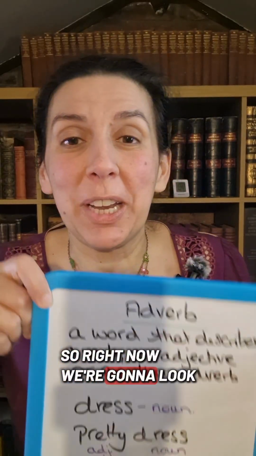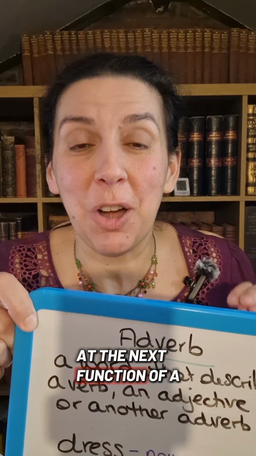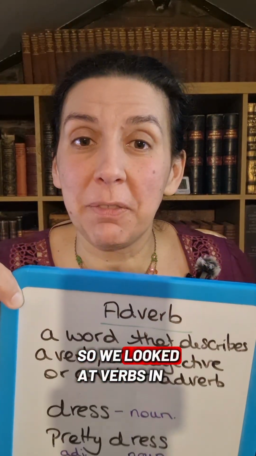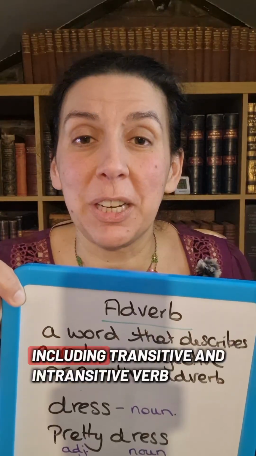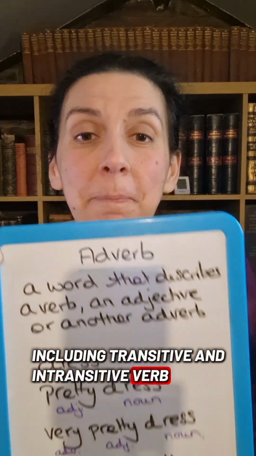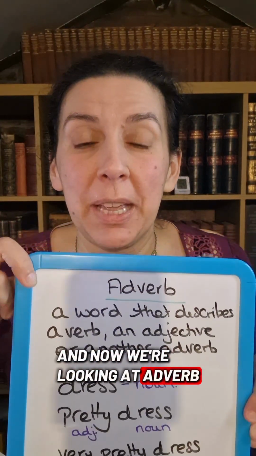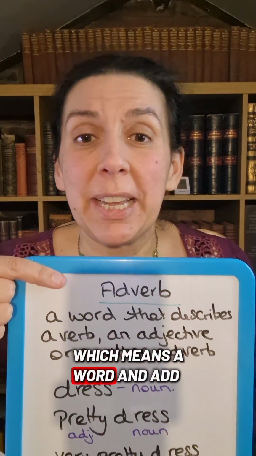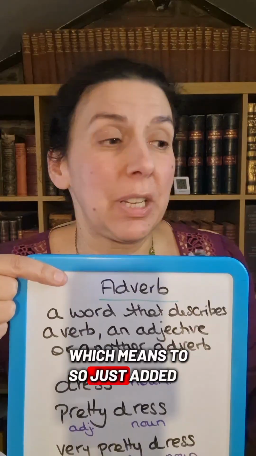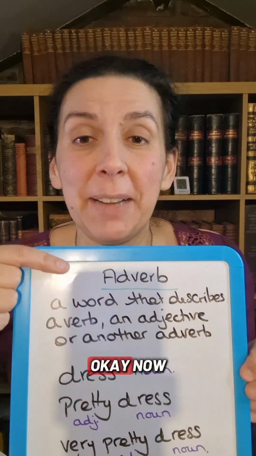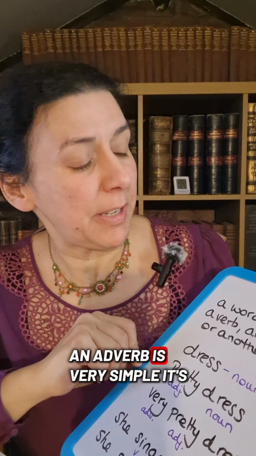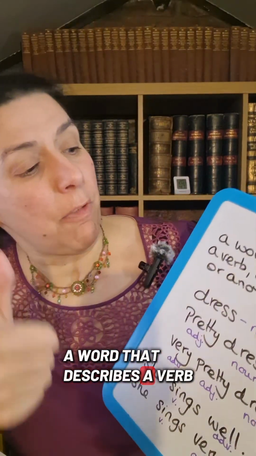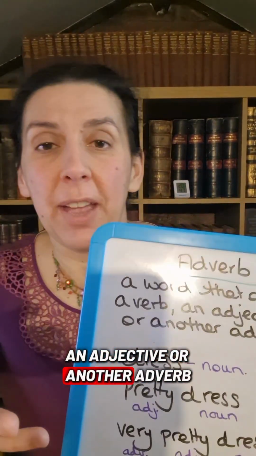So right now we're going to look at the next function of a word, which in this case is the adverb. So we looked at verbs in the last two parts, including transitive and intransitive verb. And now we're looking at adverb. Adverb is just from the Latin verb verbum, which means a word, and ad, which means to. So just added to the word here. Okay. Now, an adverb is very simple. It's a word that describes a verb, an adjective, or another adverb.